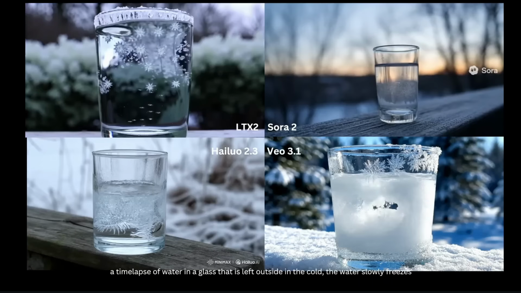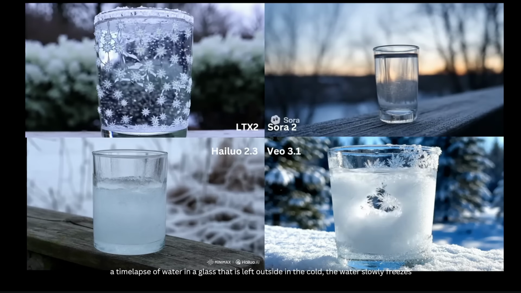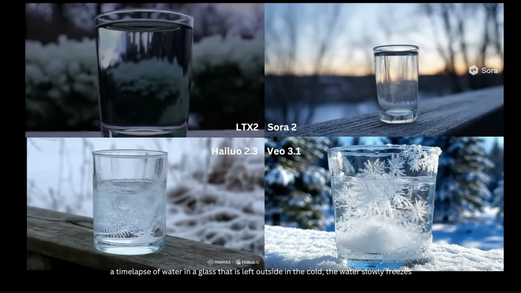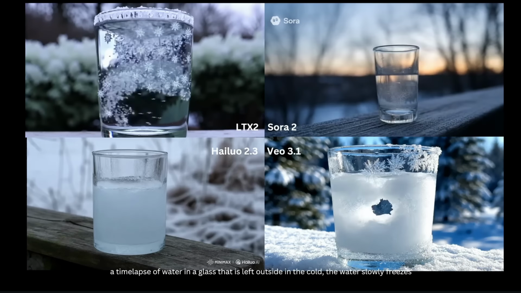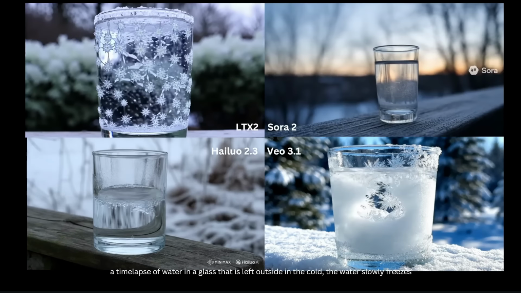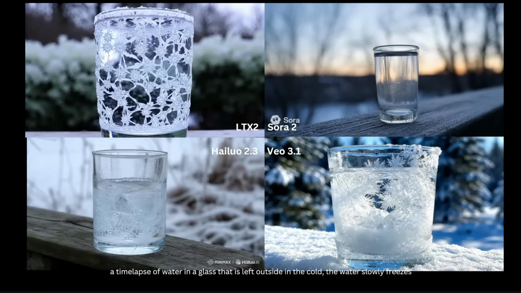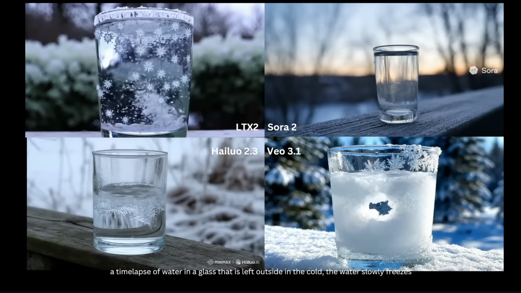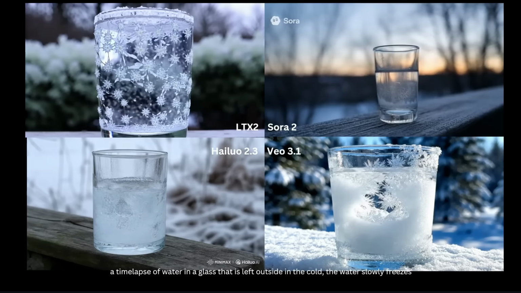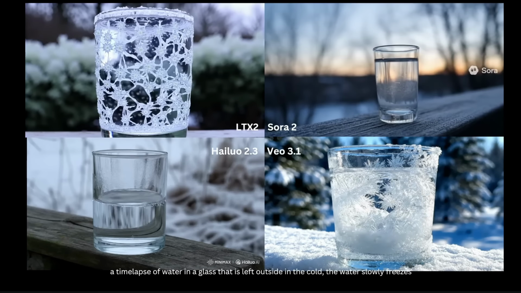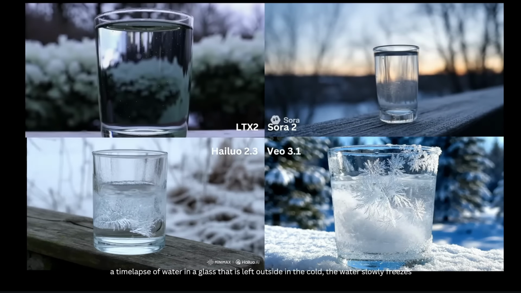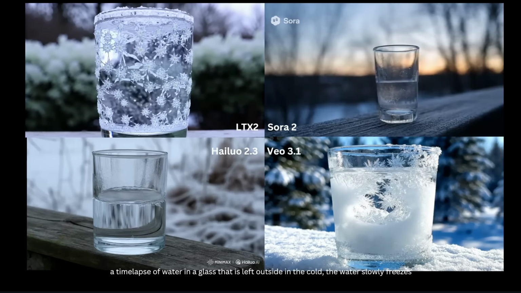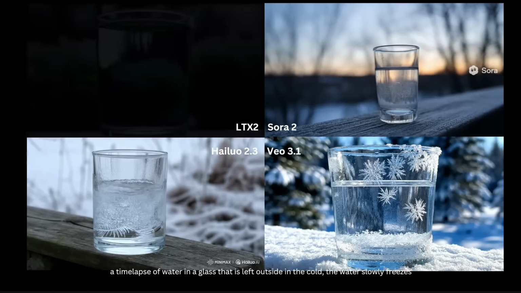Here's another physics test. So here the prompt is a time lapse of water in a glass that is left outside in the cold. The water slowly freezes, and the generation from Hailuo 2.3 looks the most physically correct. So the water is supposed to gradually freeze, and the water level is supposed to go up slightly. However, if you look at LTX2, everything just looks really weird. I don't know why it starts to develop these snowflake patterns on the outside of the glass, but it's just not physically correct. And interestingly, we see the same thing with Veo 3.1.